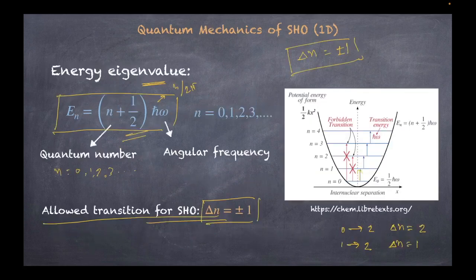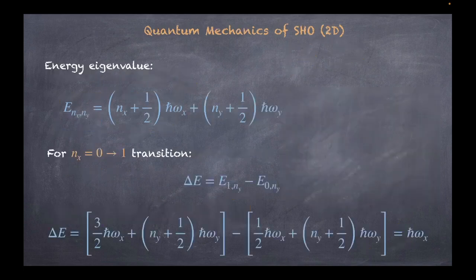Now the condition for an allowed transition is delta n equal to plus or minus 1. For a 2D harmonic oscillator, let's say it is uncoupled, that means along the x direction there is a harmonic oscillator, and along the y direction there is a harmonic oscillator, and the two oscillators are not coupled. In that case the energy eigenvalue will be, for the x direction, nx plus half times h bar omega x, where nx is the quantum number along the x direction and omega x is its angular frequency, plus ny plus half times h bar omega y, where ny is the y direction quantum number and omega y is the y direction angular frequency.